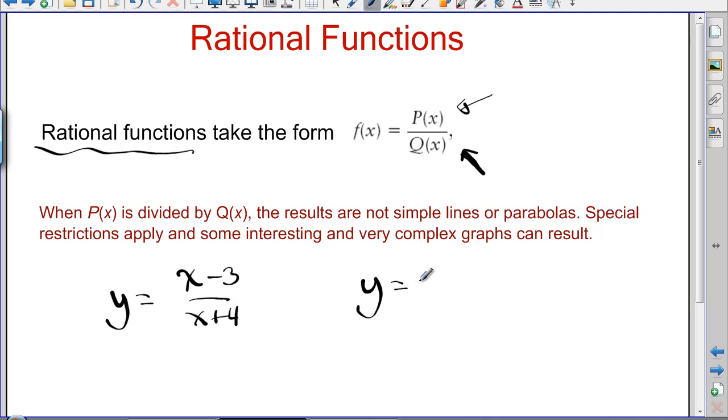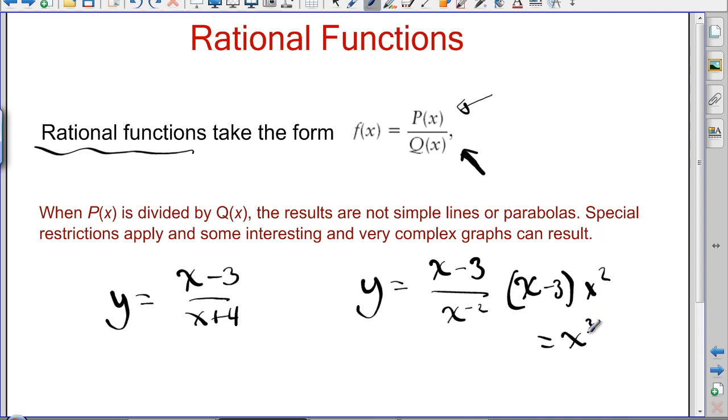An example that is not rational might be something like x minus 3 over x to the negative 2. And by definition, we've seen that x to the negative 2 is not a polynomial. It is something else. And if you were to simplify this, you would end up with x minus 3 multiplied by x squared, because the reciprocal of x to the negative 2 is 1 over x squared, and that would give you a cubic equation, which we know is not rational. So they need to take this form.